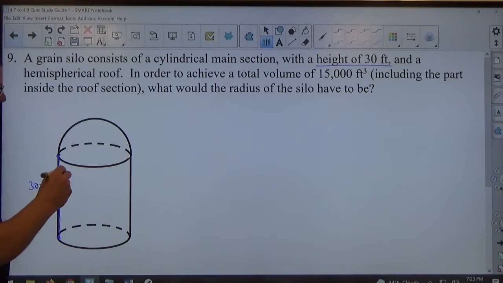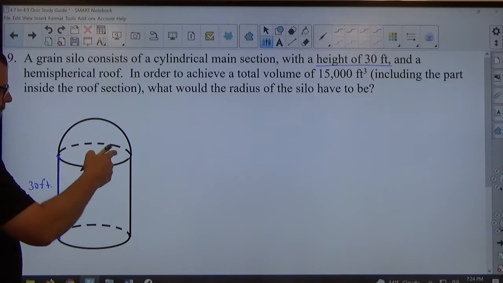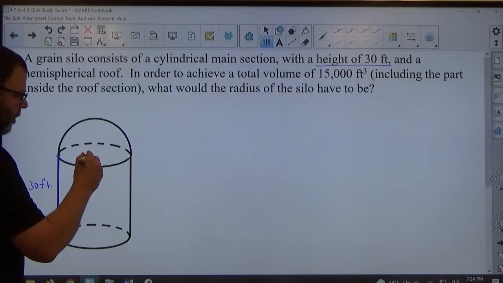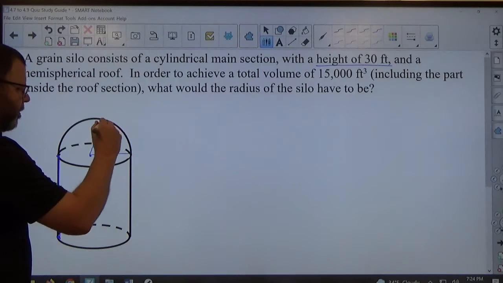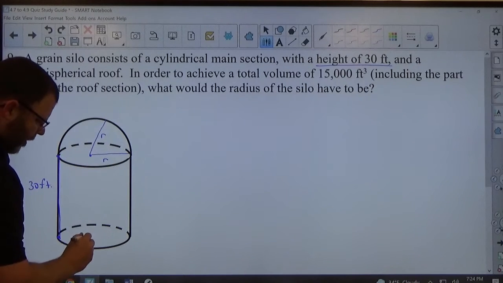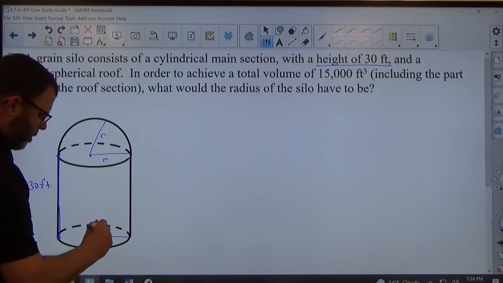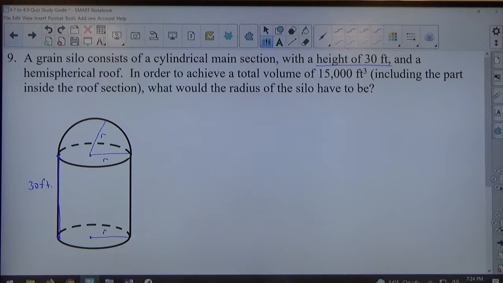It's got a hemispherical roof, which would have the same radius as the circular top and bottom of the cylinder. So whatever the radius is here, the radius is also there, and the radius is also here. It tells us the volume is 15,000 cubic feet. We want to know what the radius needs to be. So we know the volume, we want to find the radius, and we're going to create this formula. It's not going to be easy to solve using normal means, so we'll be using Newton's method.